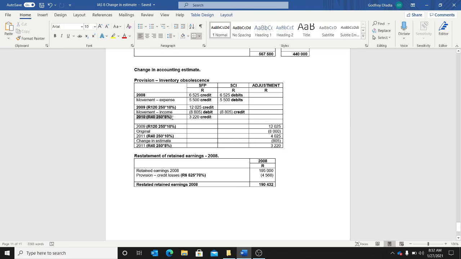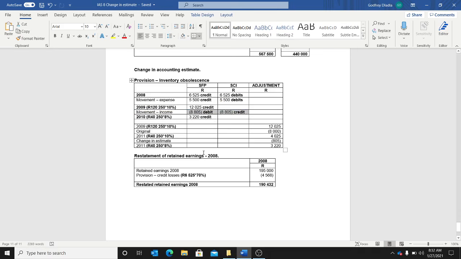Here it is, 8%, 40,250 at 8%. It will give you this. So now, the movement from 2009 to 2010 is the one in the middle, which is this one. Now, be careful. This amount is going down now. It's decreasing, you can see, from 12,025 to 3,220. So that is a decrease. And you can see here, I've clearly defined it, that now it becomes income. At the top, the movement between 2008 and 2009 was an expense. When it comes to 2010, it becomes an income here.